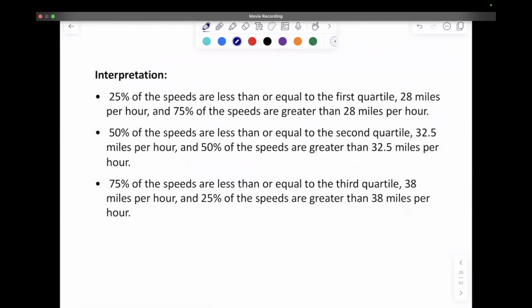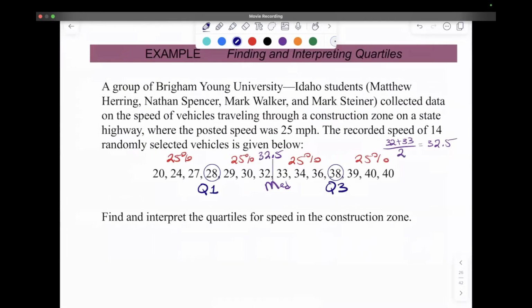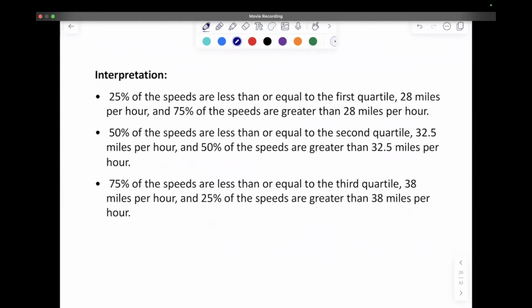Okay, so this is the interpretation. I wrote it here with the 25%, but I firmly believe that textbook writers get paid by the word because everything is super wordy. I'm sure if you've read these sections in the textbook, they have way too many words. So 25% of our speeds are less than or equal to the first quartile. 50% of our speeds are less than or equal to the second quartile. 75% are less than or equal to the third quartile.